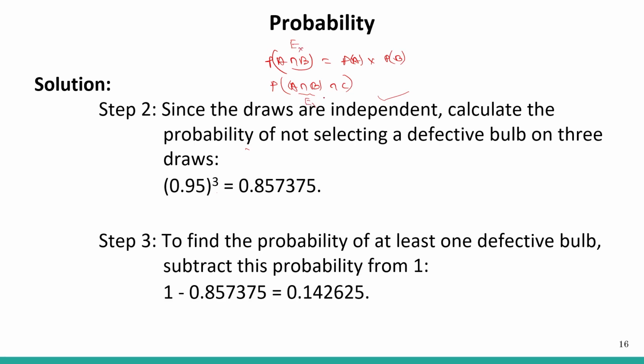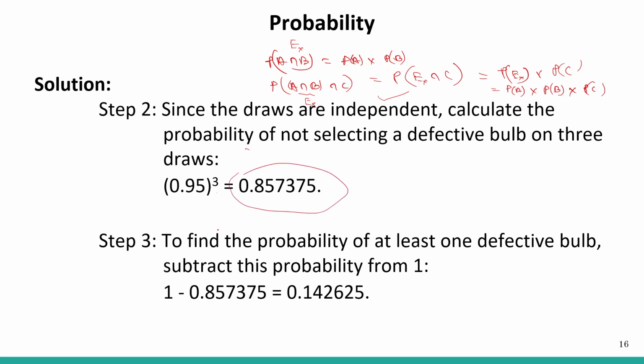So this will be equal to the probability of EX intersection C, which is the probability of EX into the probability of C. And we already know the probability of EX is equal to the probability of A into the probability of B. Then we multiply the probability of C. Since all of these are mutually independent, that is why we have multiplied it thrice and we have arrived at this conclusion.